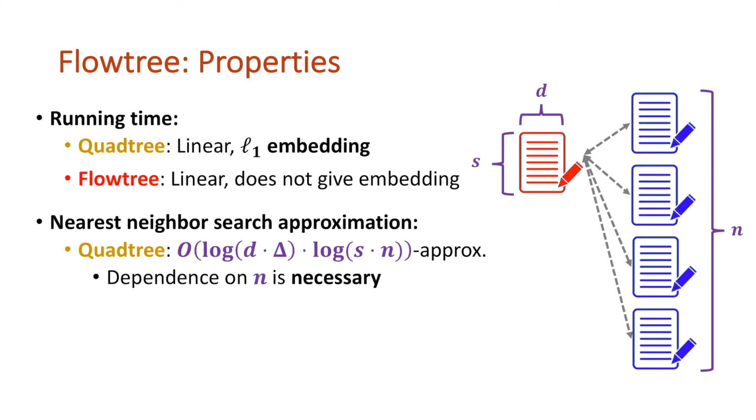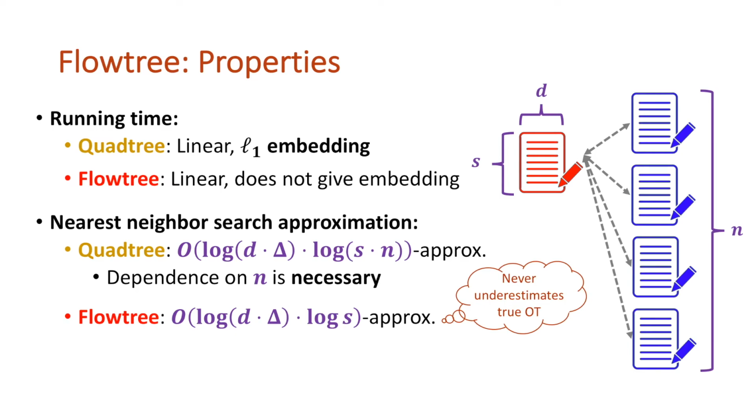And this dependence is actually necessary for quadtree. You cannot get rid of it. On the other hand, Flowtree has the same approximation factor, but without the dependence on n. And this is related to the fact that Flowtree never underestimates the true optimal transport distance. It can only overestimate, so it only has one-sided error.